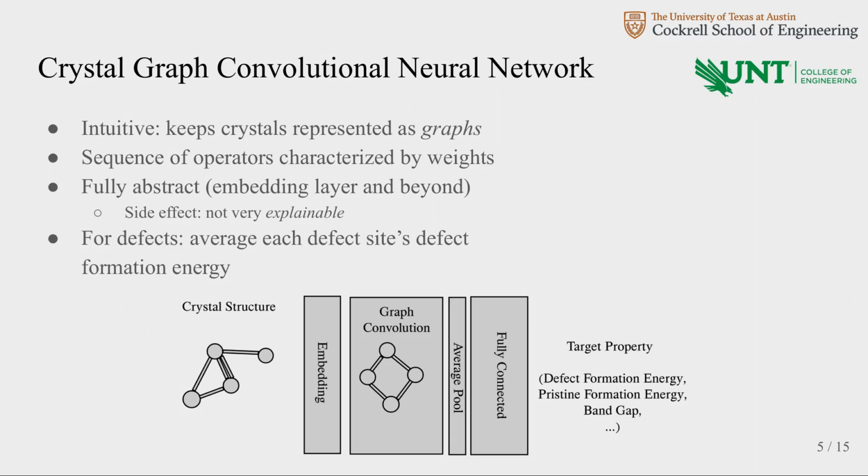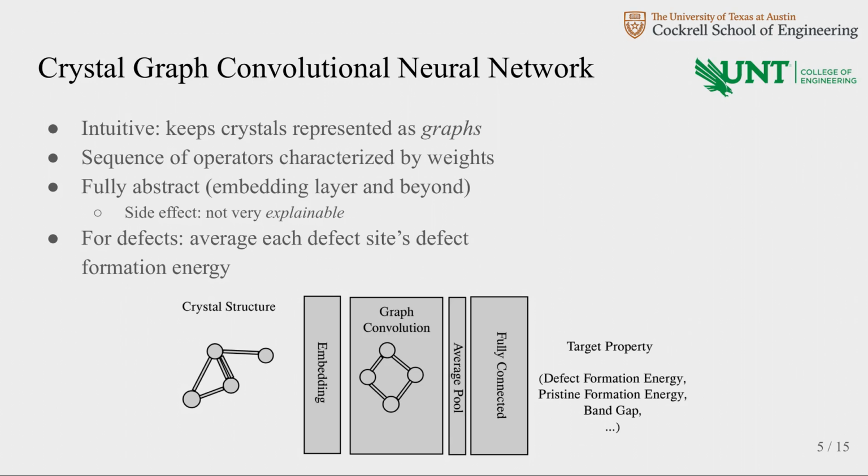Also with the CGCNN thing, it's important to note that for defects, for a single crystal, there are multiple atoms in that crystal that we can defect. We can take out one atom and that gives us a defect formation energy, and we could instead defect a different atom in the same crystal and that should give us a different defect formation energy.